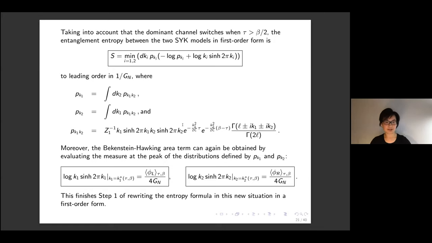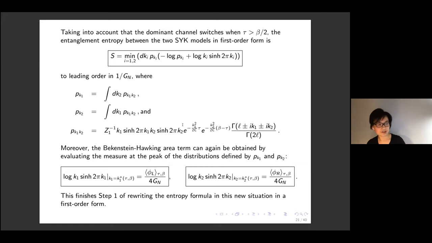Okay, so to summarize, this finishes step one, where we rewrite the gravitational entropy formula in this new situation in a first order form. Now, what's new in this example relative to the one from the previous part is that here this entropy formula exhibits a phase transition between two different distributions, this PK1 and PK2, as we tune tau, which is the parameter that tells us where along the boundary we put the operator.